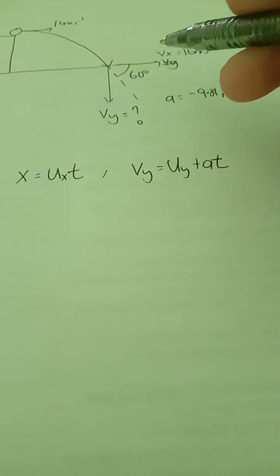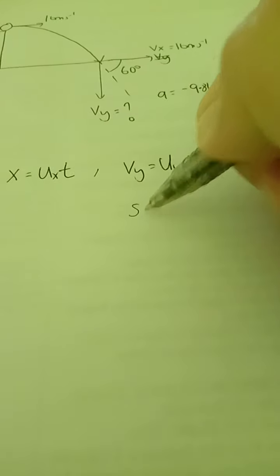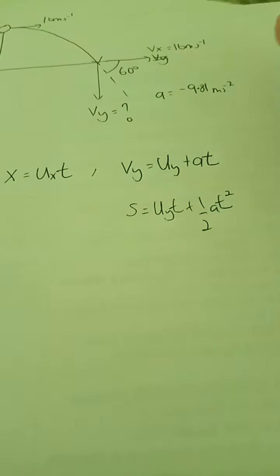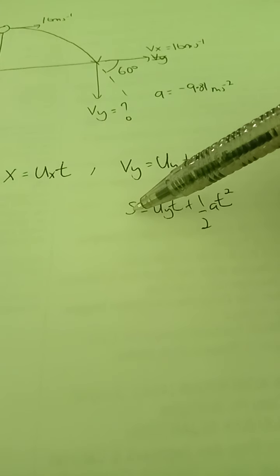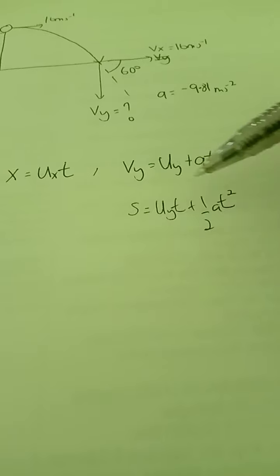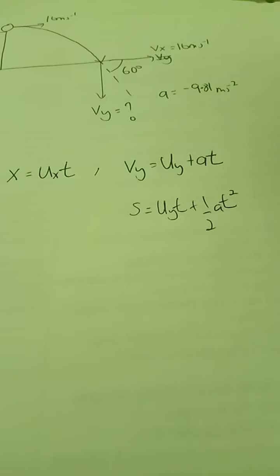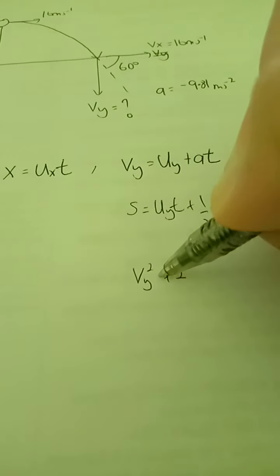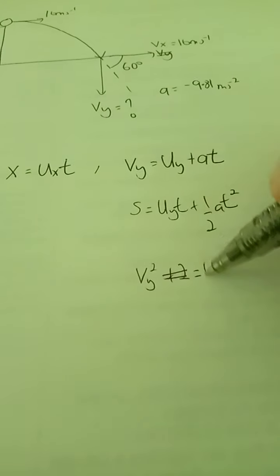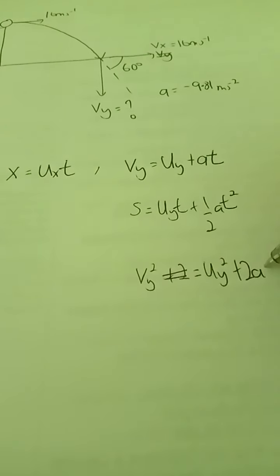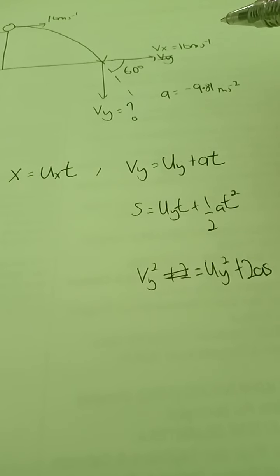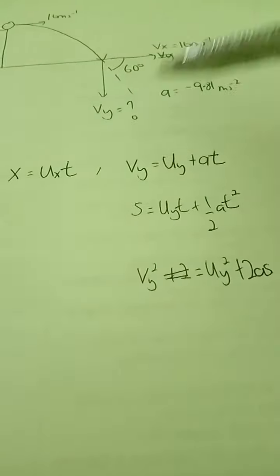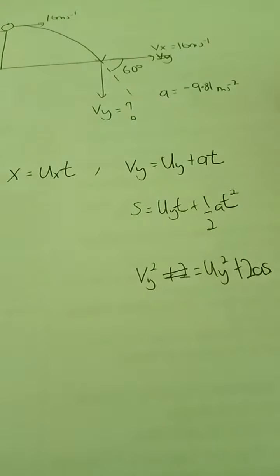So I will continue with another formula: s equals uyt plus half at squared. This one is h, and I also don't know h. This can be 0, but then I don't have time either, so I cannot use this formula. Then how about Vy squared equals uy squared plus 2as? I don't have my s here, and I don't have my Vy. So all these formulas we cannot use as usual.